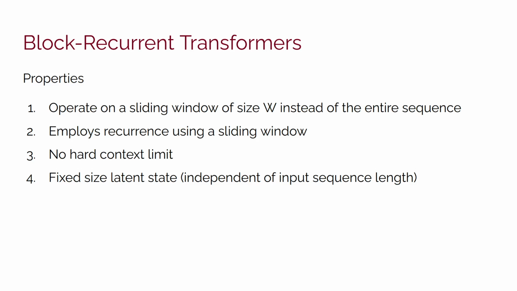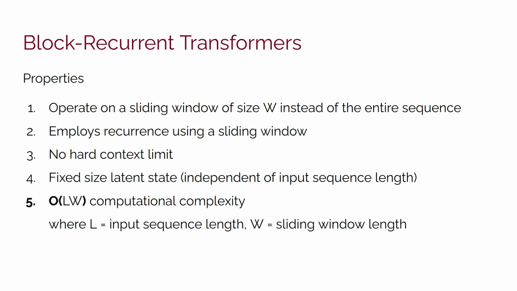And it's got O of LW computational complexity. Compare that with O of L square computational complexity for vanilla transformers. So LW tends to be way smaller than L square. And that means block recurrent transformers are significantly more efficient compared to vanilla transformers.